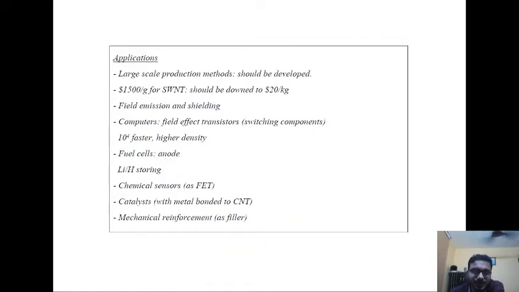Then we have the applications of carbon nanotubes. They are used in large scale development methods, and here the price reduction is also there. Field emission and shielding, it is used in computers, that is in field effect transistors and switching components, which are 10⁴ times faster with higher density. It can be used in fuel cells, chemical sensors, catalysts, and mechanical reinforcement.